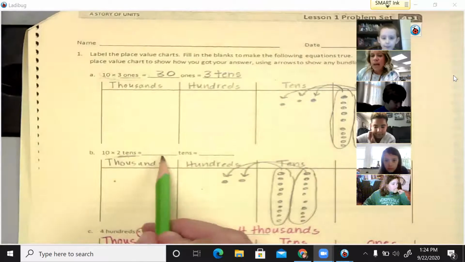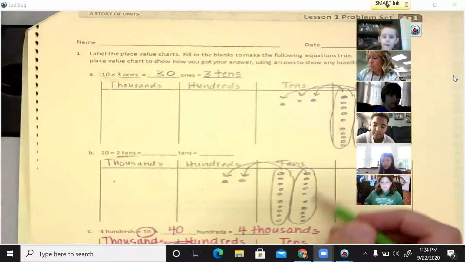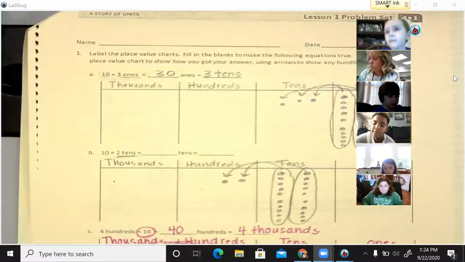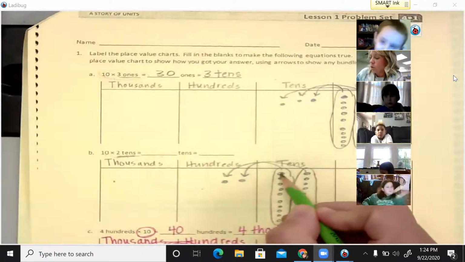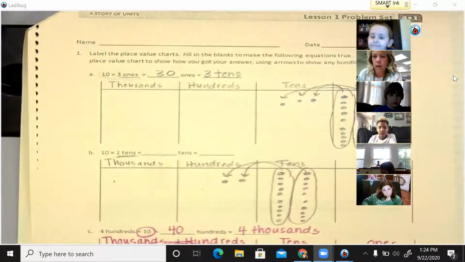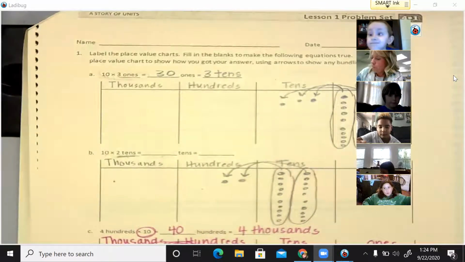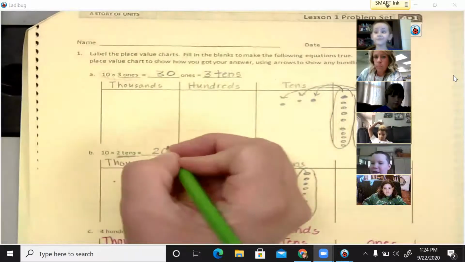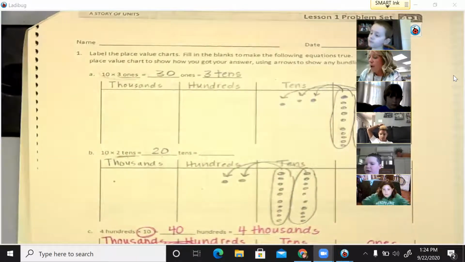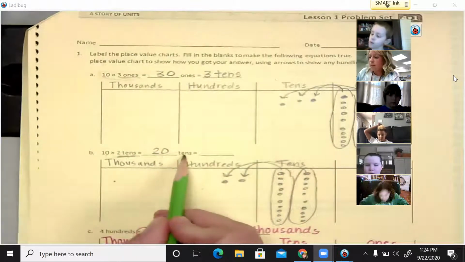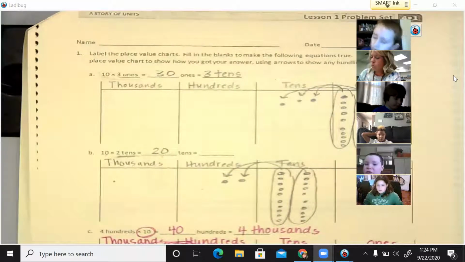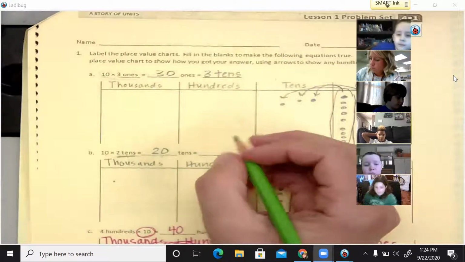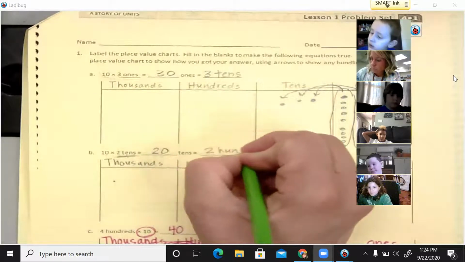My first, how many tens, Seth, did I have here total? No, not 2. How many tens? So count all these, like 1, 2, 3. Count up all of our discs there. How many do we have? 20. Lauren, 20 tens is how many hundreds? 20 tens is 200. Very good.